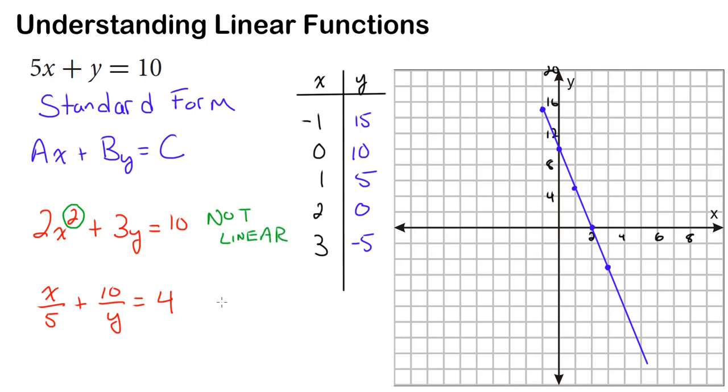And in this second example here, we have x over 5 plus 10 over y equals 4. Here, this x over 5 is okay. Your variable x or y can be the numerator of a fraction, but your variable x or y cannot be the denominator of a fraction. So the fact that y is the denominator of this fraction here means that this equation is also not linear.